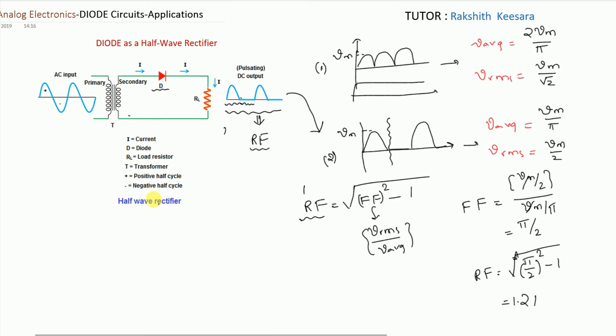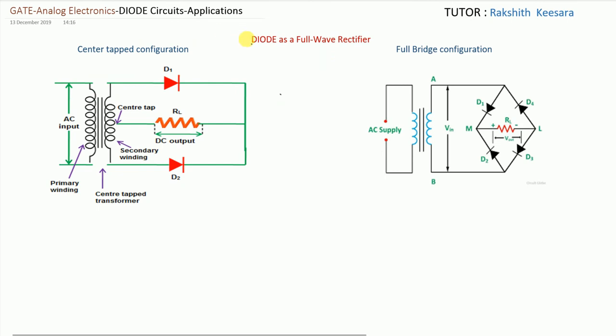Next, moving to full wave rectifier. In diode as a full wave rectifier, we have two configurations, guys. One is center tapped configuration, another one is full bridge configuration. Coming to center tapped configuration, we will center tap the secondary of the transformer. So I will explain how this center tap works.